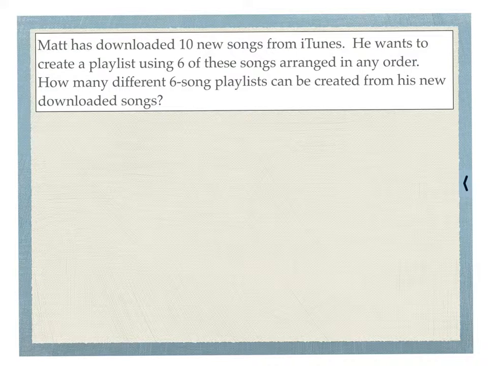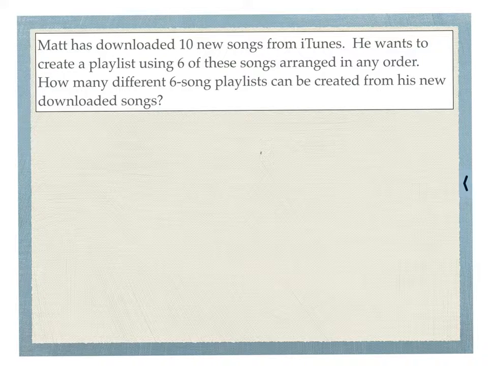The main difference is that with permutations, we're talking about the order mattering. So here, if we're making a playlist, we're assuming he cares what order the songs go in. Okay, so it's going to be different. If he picks the same 6 songs but plays them in a different order, it's considered a new playlist. So he's not putting this thing on shuffle. He is playing it in the order that he's planning it.